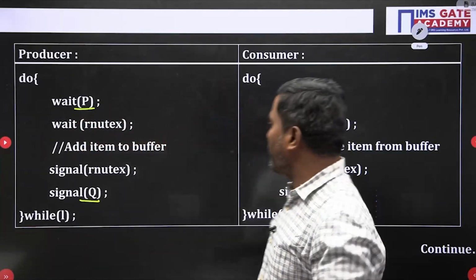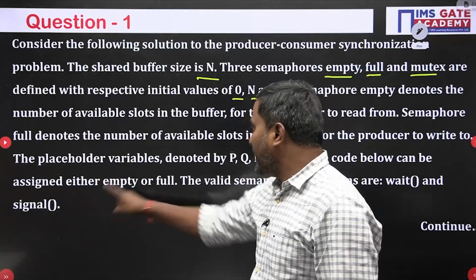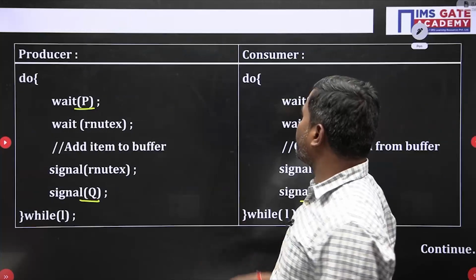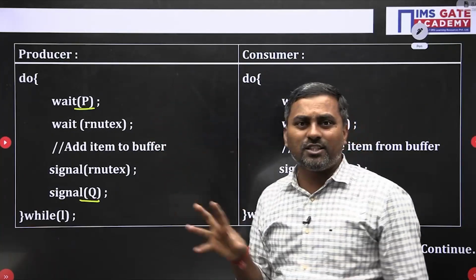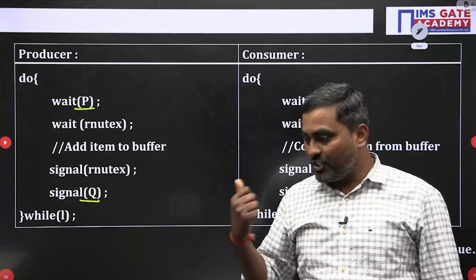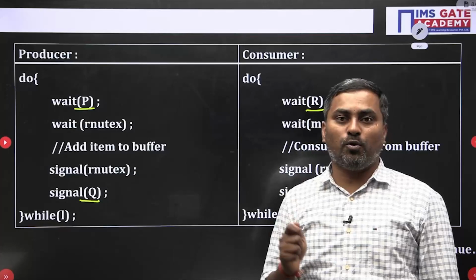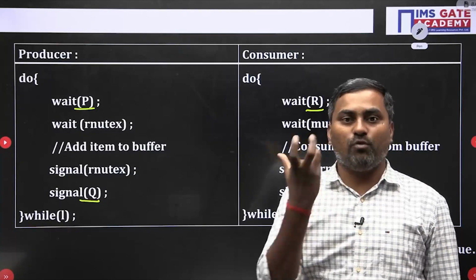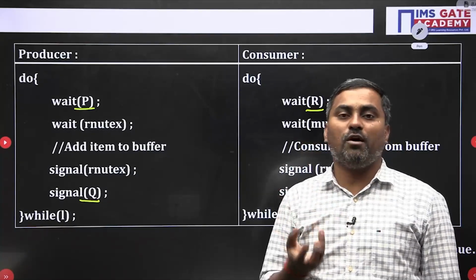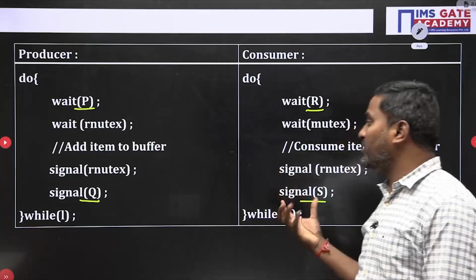Full or empty only. So assign either empty or full to this one. By reading this code, you should recall that in session number 2, I discussed the solution for the producer consumer problem by using what? Semaphores, like the counting semaphore and binary semaphore. Based on that problem only, they have framed the question, simply modified.